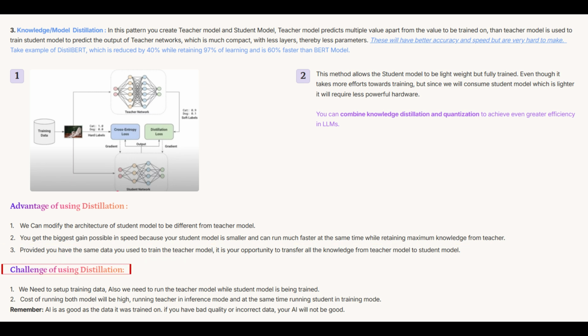And the challenge is, we need to set up training data. Also, we need to run the teacher model while the student model is being trained. The cost of running both models will be high: running the teacher in inference mode and at the same time running the student in training mode. Remember, AI is as good as the data it was trained on. If you have bad quality or incorrect data, your AI will not be good.